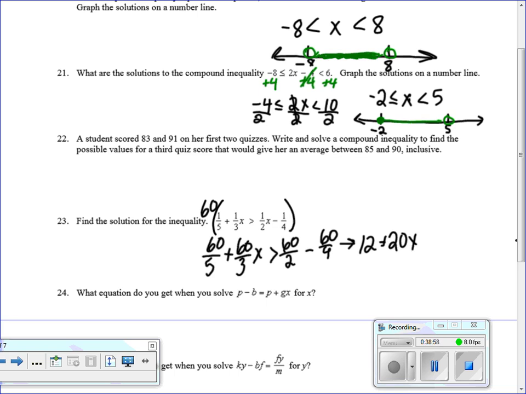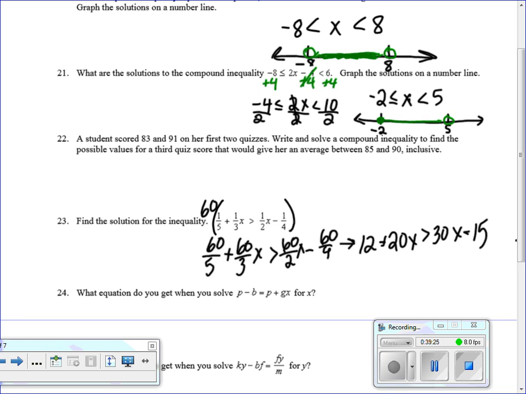60 divided by 2 gives you 30x, and 60 divided by 4 gives you 15. Now that we've figured out the common denominator, and we have simplified, we multiplied everything by it. Now that the fractions are gone, we can start solving it normally.